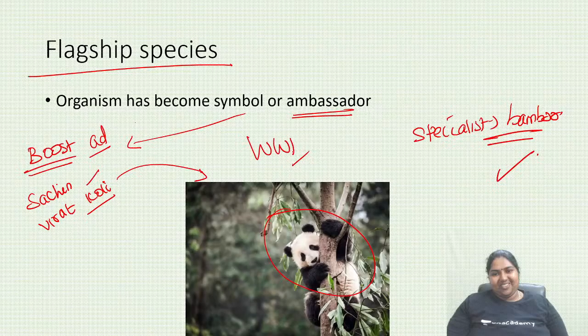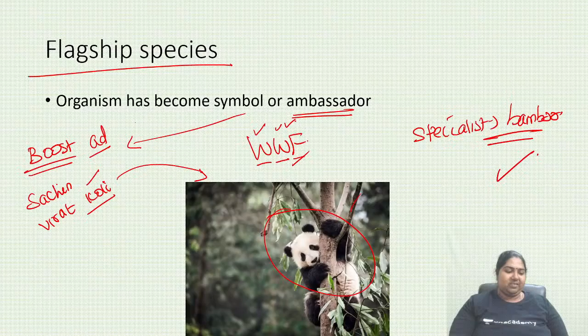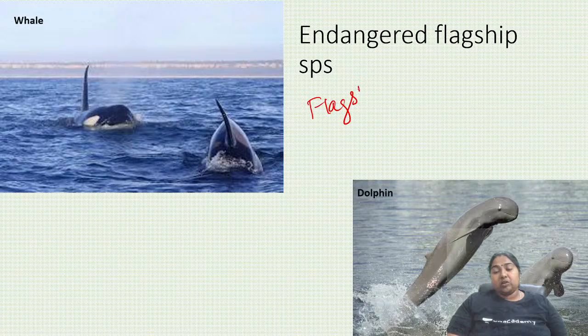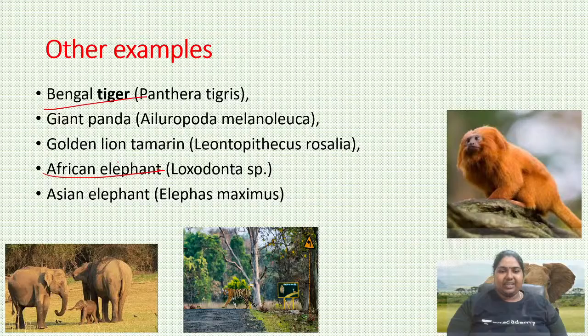What is WWF? World Wildlife Fund. This cute little panda is the ambassador for the World Wildlife Fund. The moment you see it, you recollect that it is that. That is what is called the flagship species. Many endangered species also come under the flagship, because whenever you see them, you keep telling yourself that these are endangered and you have to save them. Like the dolphin and the whale, they all come under flagship species. Apart from that, the Bengal tiger and African elephant all come under the flagship.